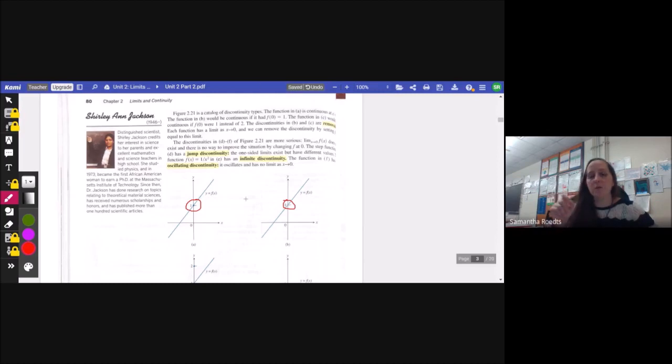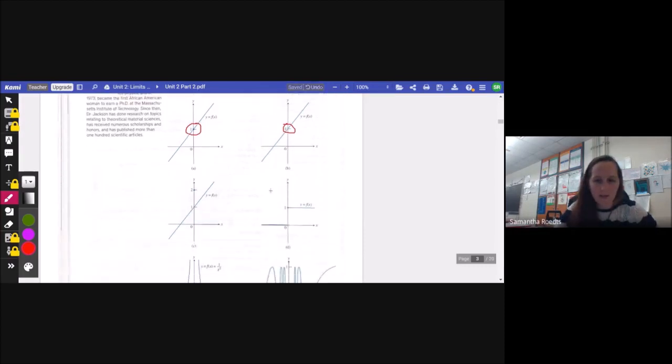Remember, the closed dot means it's included, it's greater than or equal to, or less than or equal to. It includes that point. The open dot doesn't include that specific point. So it's continuous going this way and this way, but it's discontinuous at that point. The function in C would be continuous if f of 0 were 1 instead of 2. So again, I have a point up here and this discontinuous point here. The discontinuities in B and C are removable. Each function has a limit as x approaches 0, and we can remove the discontinuity by setting f of 0 equal to this limit.